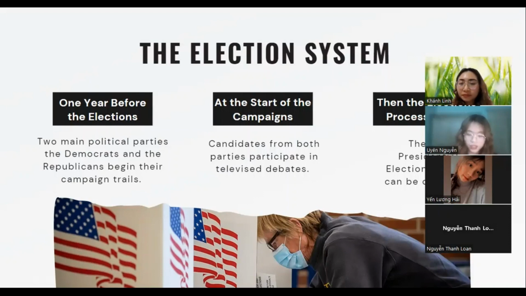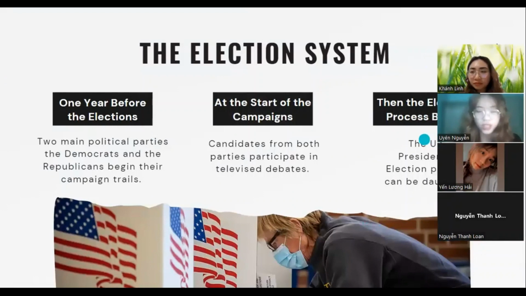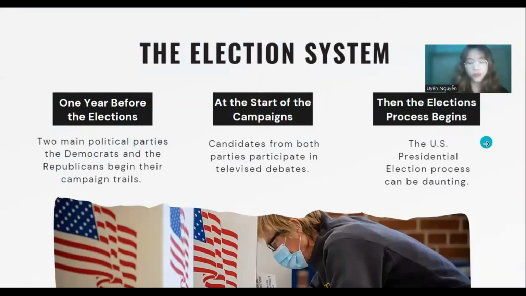Then the election process begins. The U.S. presidential election process can be daunting. What is the electoral college? What's the difference between a primary and a caucus? What are national conventions for? We're here to answer your questions. Next, we'll move to the 4 main steps of the election.